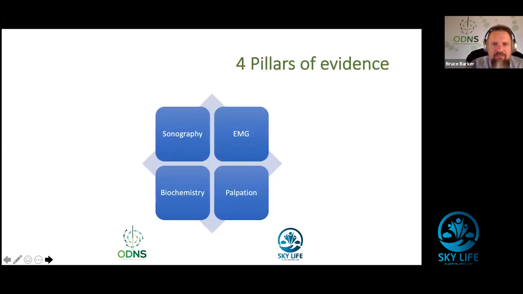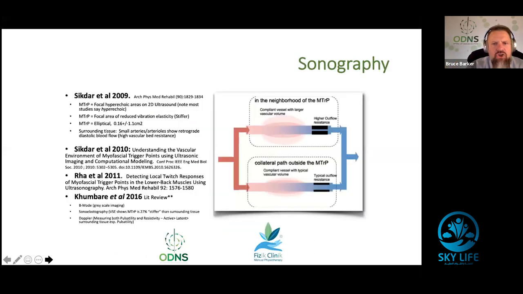So I propose to look at this in four different ways, okay? Four legs of evidence, if you will. We're going to look at some sonographic evidence, evidence from ultrasound. We're going to look at some electromyography evidence, evidence from biochemistry, the biochemical changes around the trigger point. And then perhaps somewhat controversially, the palpation evidence. One at a time, those four legs of evidence, and then we'll break for some questions and see what you guys have got. So don't forget to type your questions down in the question bar, and we'll have a look at those in just a moment. Ultrasound. Sonography is the first one.